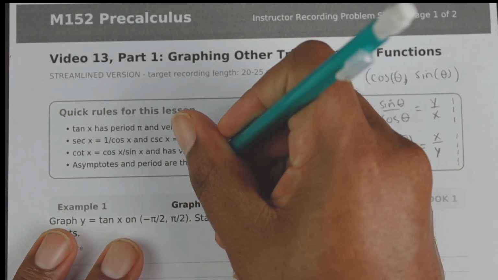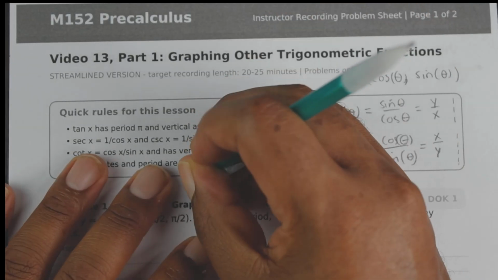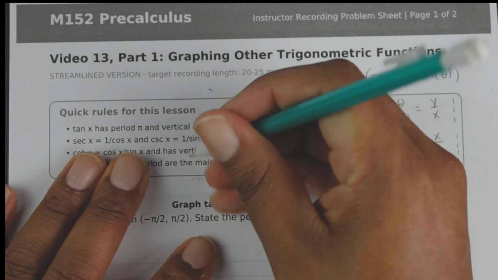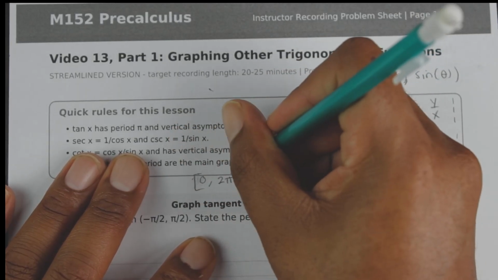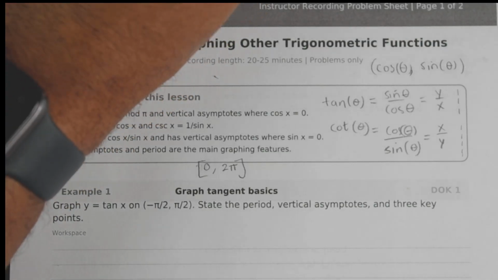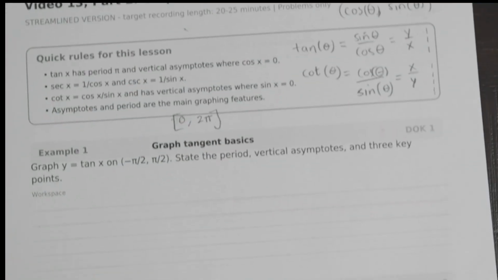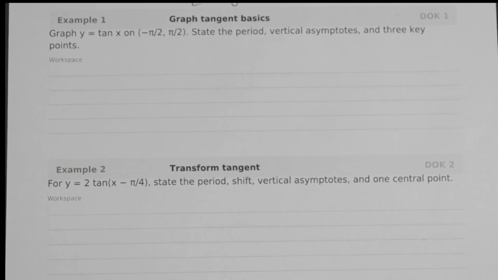And so typically you go from 0 to 2 pi, okay? That's typically how the parent functions behave when you're graphing the parent functions of a trigonometric function, okay? All right, so let's head on down to example number 1. So it says graph y equals tan x on negative pi over 2 to pi over 2. State the period, the vertical asymptote, and 3 key points.